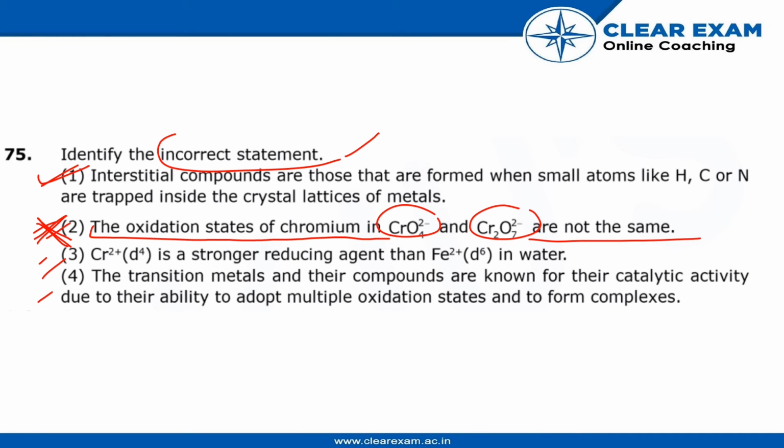So we will also evaluate these two statements. Cr2+ is a stronger reducing agent than Fe2+. So this is a correct statement. Transition elements and their compounds are known for their catalytic activity due to their ability to adopt multiple oxidation states and to form complexes. So this is also a correct statement for transition metals. So the only incorrect statement here is the second statement.